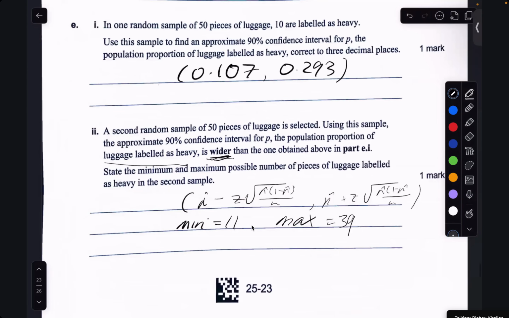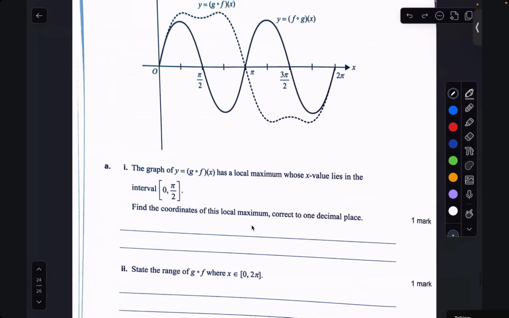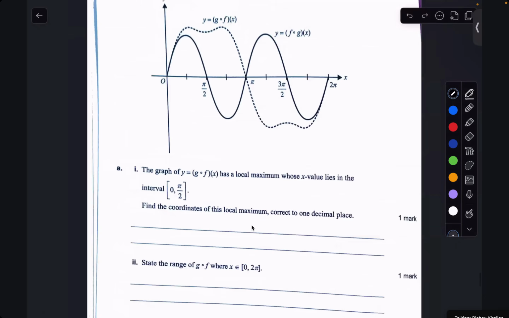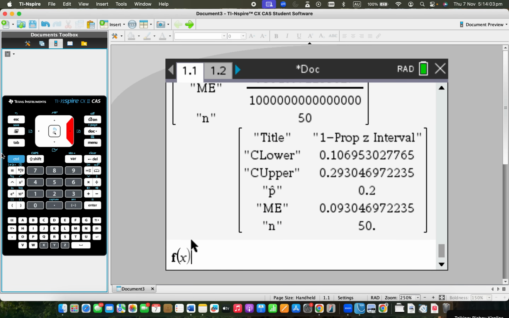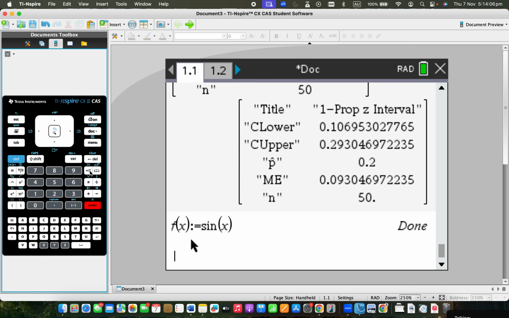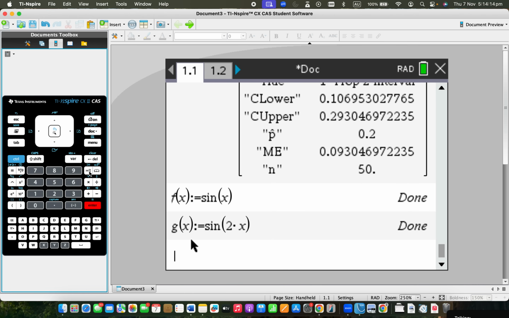Yeah, I just said that this has to be bigger and this has to be bigger, so it has to increase from 10. But when it's 40, it will be the same thing, so 1 less than that is 39. Now, for the graph, we're going to define these two: f of x is sine x, and g of x is sine 2x. And then we want to find the coordinates of the local maximum of g of f.